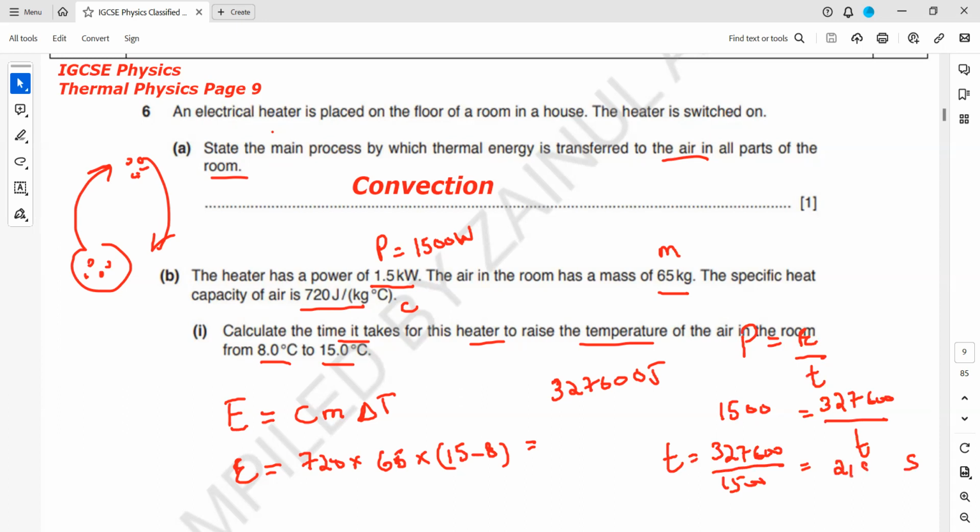So we can say 218. Because it is three significant figures, whenever you write your answer, the final answer, don't try to round off your answers in between. The final answer should be in three significant figures. So we write 218 seconds. So this will take about 218 seconds to supply the heat energy so that the temperature of the room increases from 8 degrees to 15 degrees. Is it clear, this one? Anyone having a doubt or a question in this?